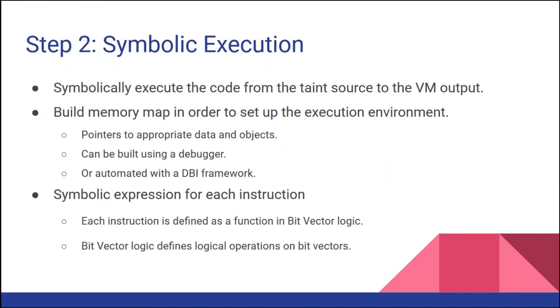So symbolically executing the code: we begin by symbolically executing the code from the taint source to the VM output. In order to do this, we need to provide a memory map, which is something like a snapshot of the memory before we enter the virtualized routine. The reason we do this is because we only want to symbolically emulate the virtualized routine and not the entire program. This is so that we can actually drive execution to the virtualized routine and then begin to analyze it. This memory map can again be built using a DBI framework or a debugger and such things.